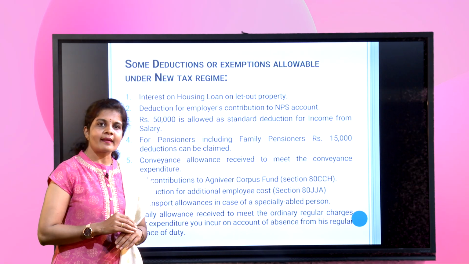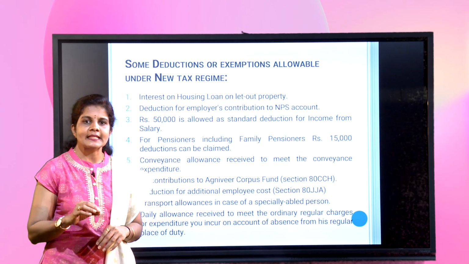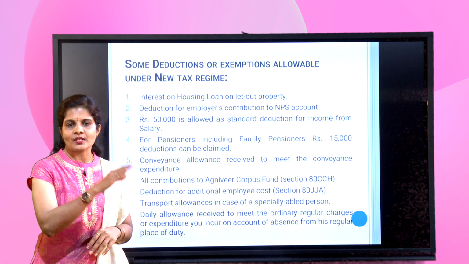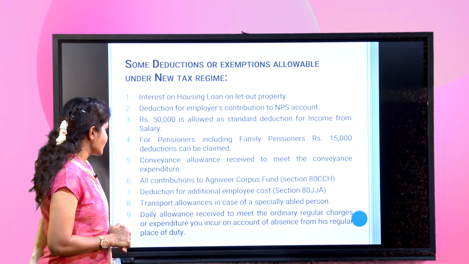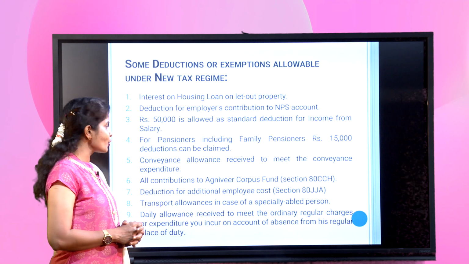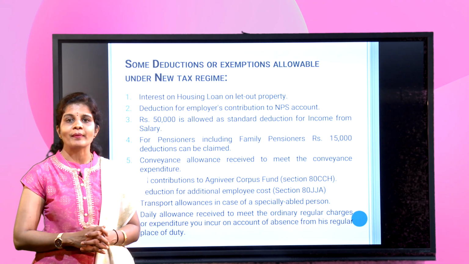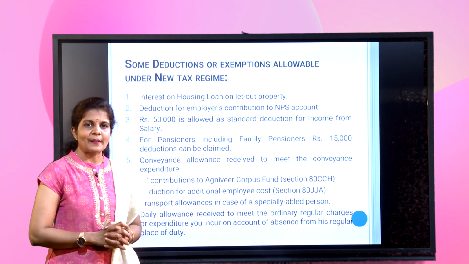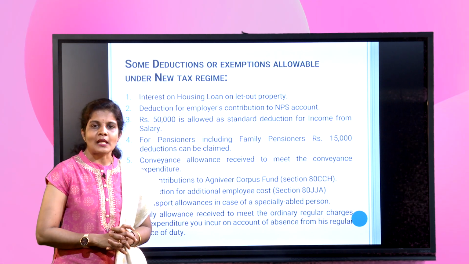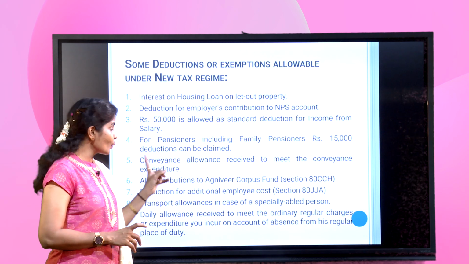Those who earn a salary income, for them this standard deduction of 50,000 rupees is allowed under the old regime as well as under the new tax regime. Then further, for pensioners including family pensioners, rupees 15,000 can be allowed as a deduction under the new tax regime.